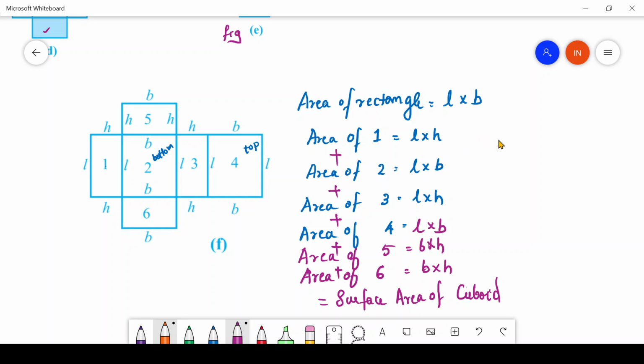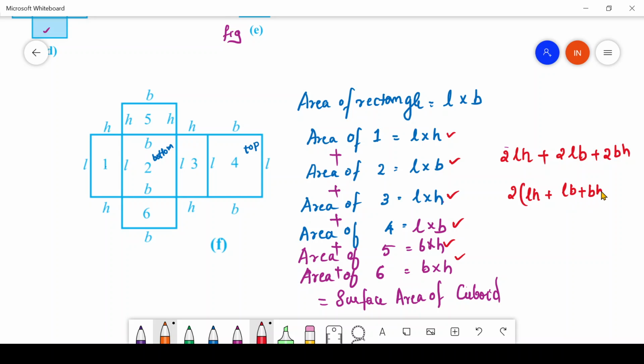See, that is L into H. You can have 2 L into H here, right? So let us mark those two together. So 2 into L into H, that means 2LH, right? Plus then 2LB we have, so 2LB plus 2BH we have, right? So 2BH. By adding all these, you got 2LH plus 2LB plus 2BH. So let us take this 2 out, because it is common. It will come as LH plus LB plus BH, right?